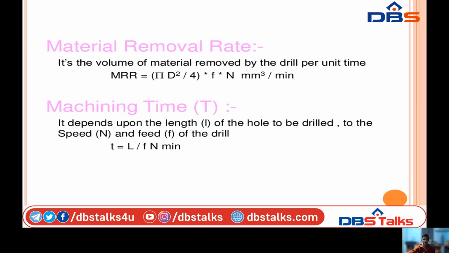MRR, material removal rate, is the volume of material removed by the drill per unit time. MRR equals pi D square by 4 into F into N, in mm cube per minute. Machine time, capital T, depends upon the length of the hole to be drilled, the speed N, and the feed of the drill bit F. Machining time t equals L by F N minutes.